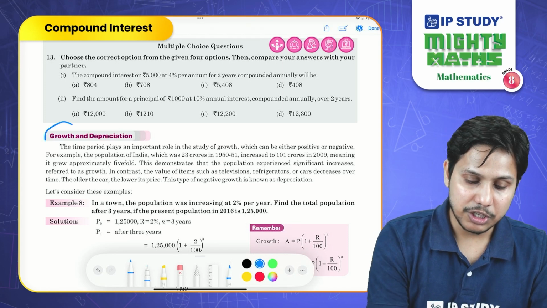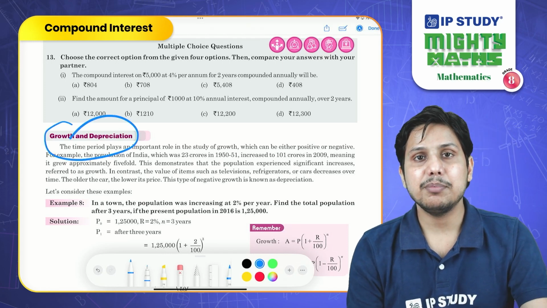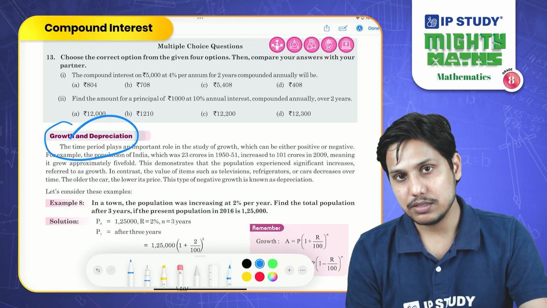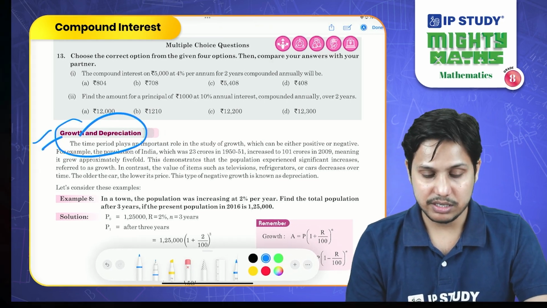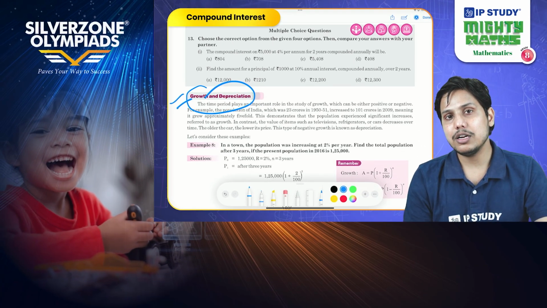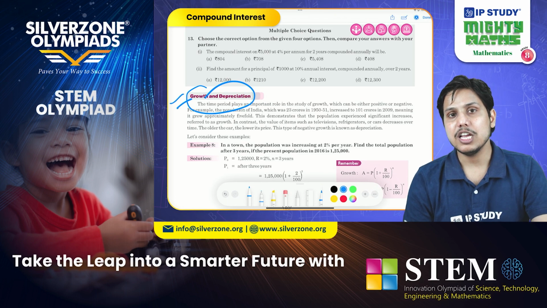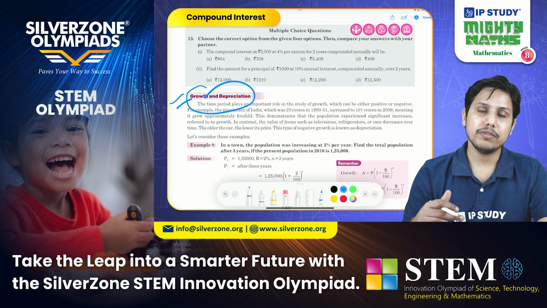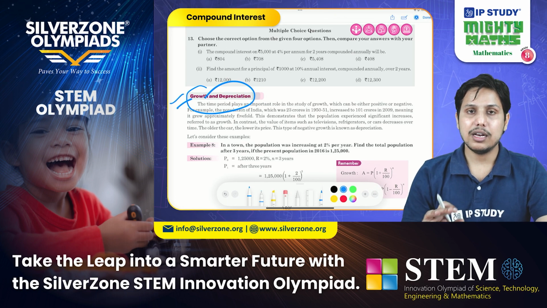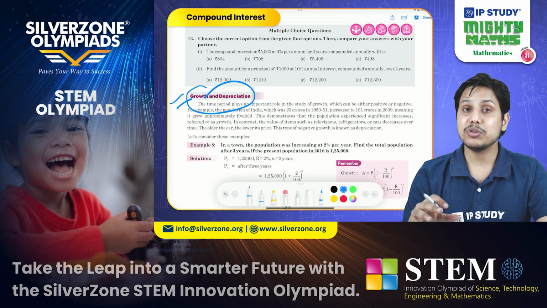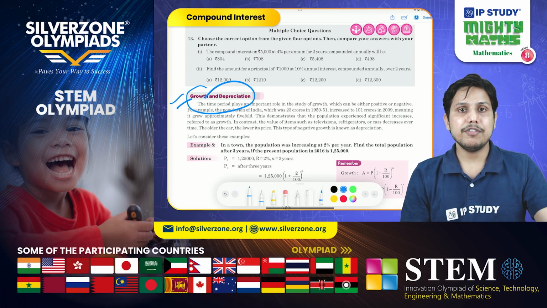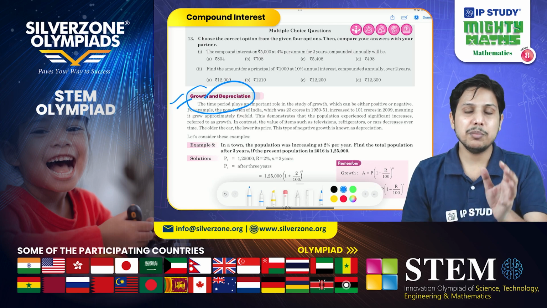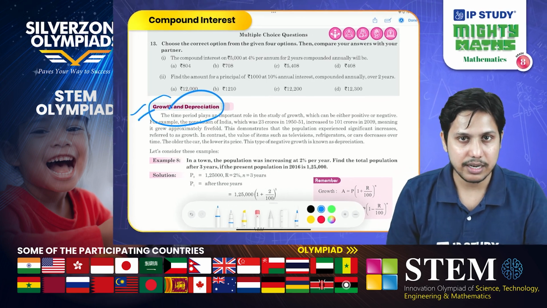Students, the topic of compound interest can be applied to different real life applications. One is growth and the other is depreciation. So there are two types of products. One is a product whose value can increase with time, and the other is a product whose value can decrease with time. Like let's suppose if I buy a car today, then after 10 years its value will be less than what I have paid now.